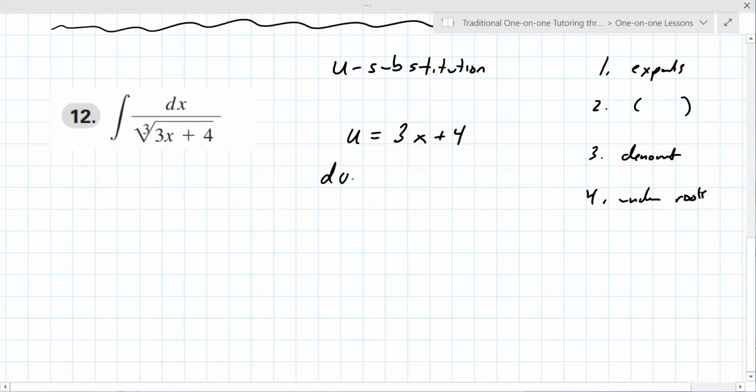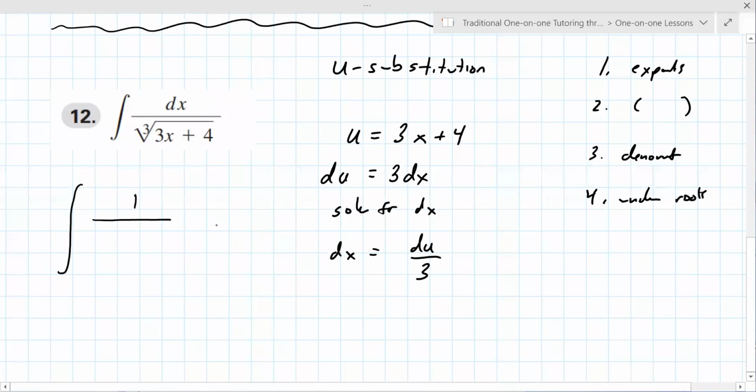Your derivative on the left is du. Your derivative on the right is 3dx. You generally solve for dx. Again, if you've seen this all before, just let me know. But where I'm going to help here is remind you that the best way to do this, I'm going to put this as 1 over and imagine the dx is over here for the moment.